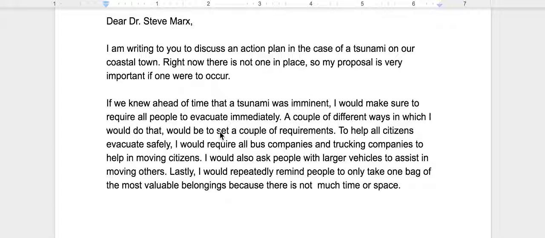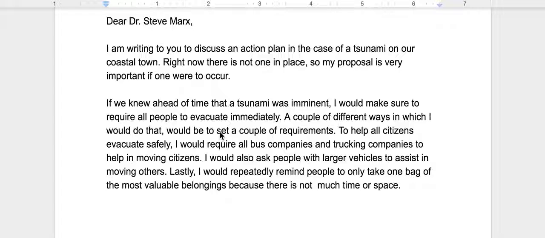The next paragraph is going to begin with your action statement. So you're telling why you're writing. Now you're going to tell what your idea is, and then go in a little bit more depth with 2 to 3 more sentences about how your idea will take shape. So my action statement begins with, if we knew ahead of time that a tsunami was imminent, I would make sure to require all people to evacuate immediately.